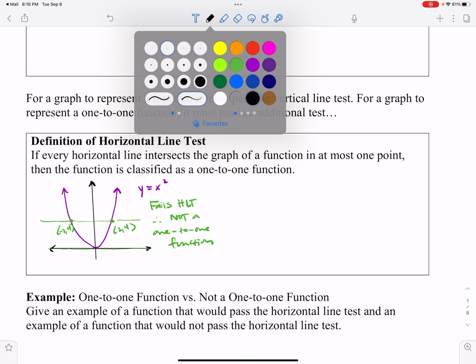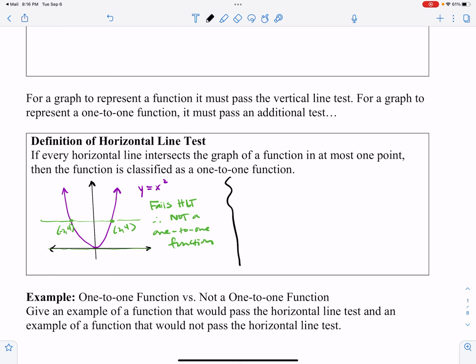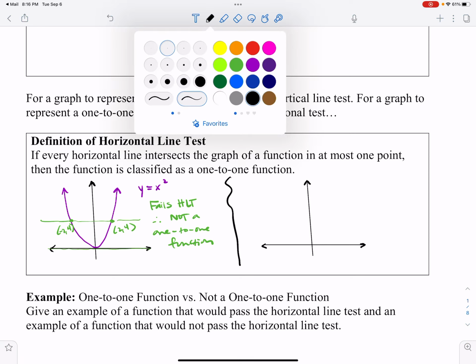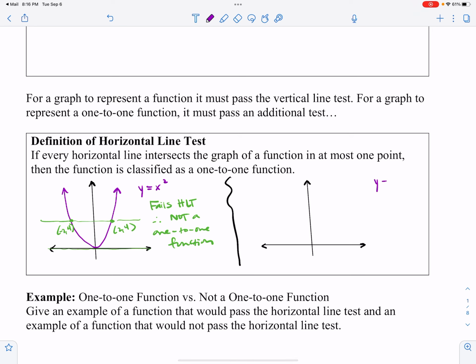However, if we were to restrict the implicit domain of y equals x squared, we could force y equals x squared to be one-to-one. So how about y equals x squared for x greater than or equal to 0? Well, that graph would pass the horizontal line test, right? Any horizontal line you could think of drawing would just intersect the graph at exactly one point. So since that horizontal line test passes, therefore that function is one-to-one.